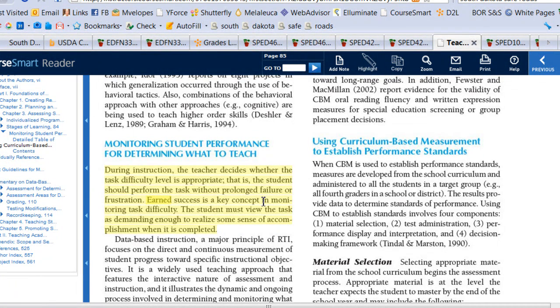Earned, I double highlighted, earned success is a key concept in monitoring task difficulty. The student must view the task as demanding enough to realize some sense of accomplishment. So this is a big challenge in our special ed instruction, that the skill is challenging enough that they see it as viable and yet not too challenging that it frustrates them.